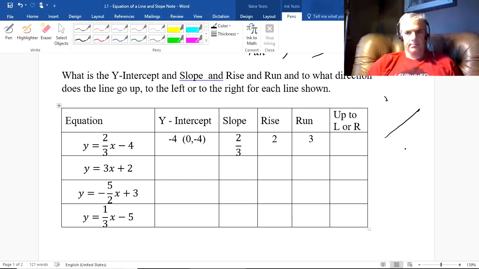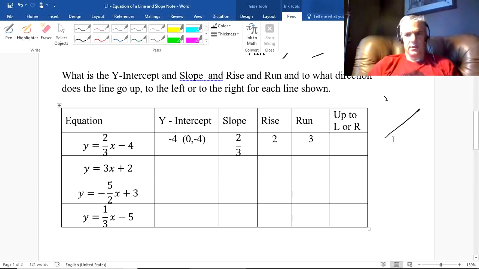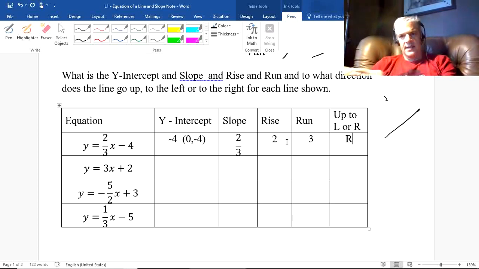Oh, that didn't work because I'm still in pen mode. Apologize. Trying to get out of pen mode. I think I'm out of pen mode. R, there we go. Okay, so any slope that goes up to the right is positive that way.